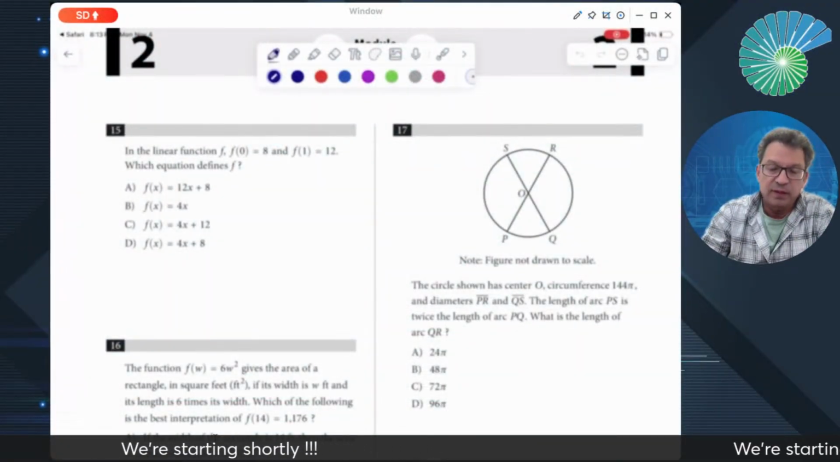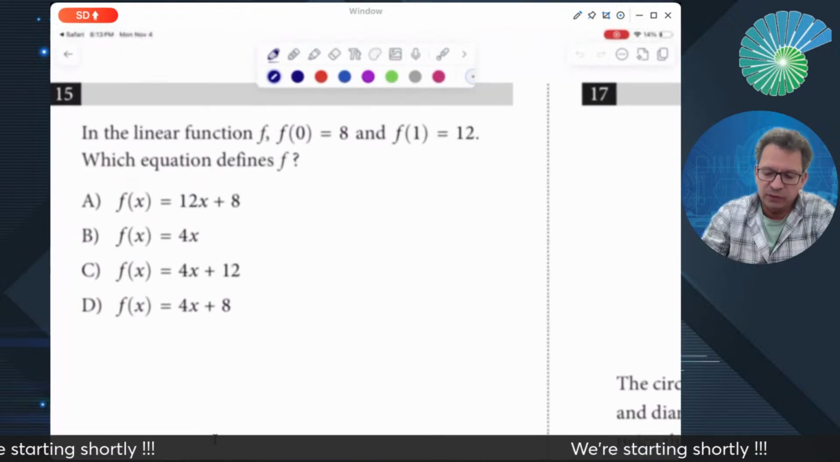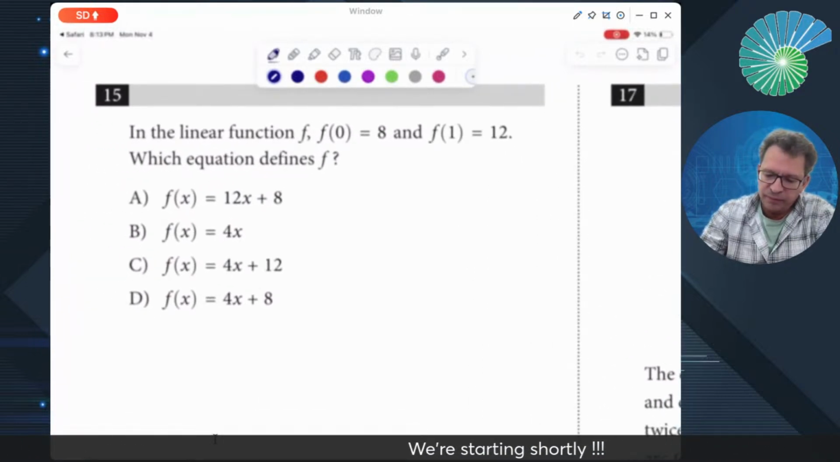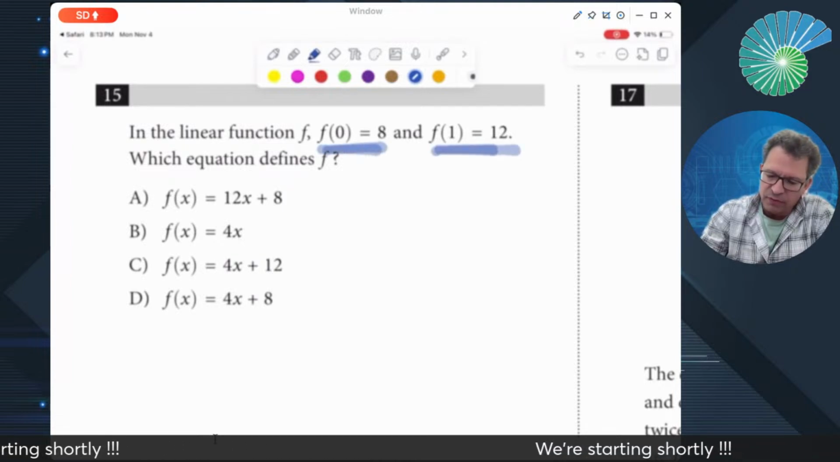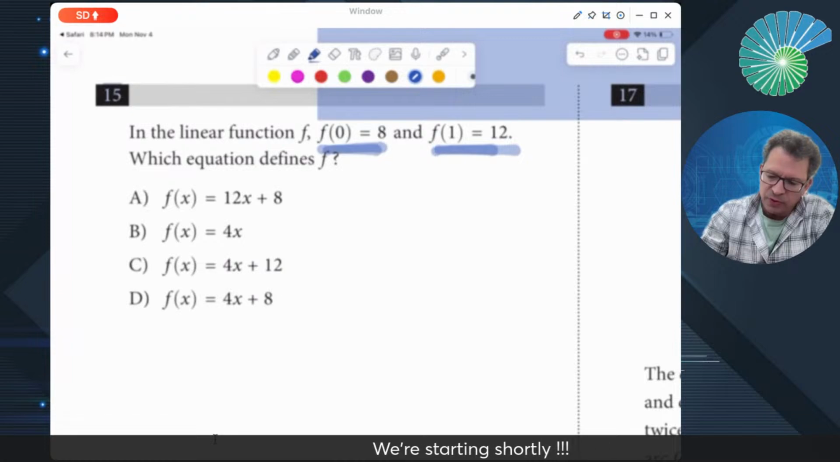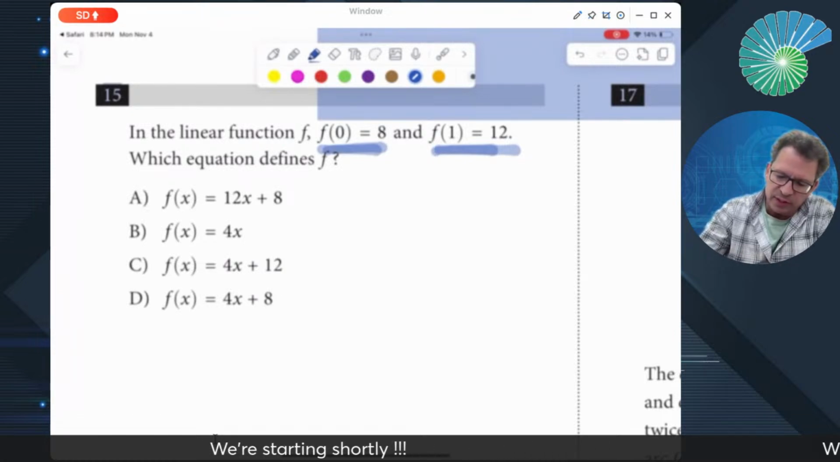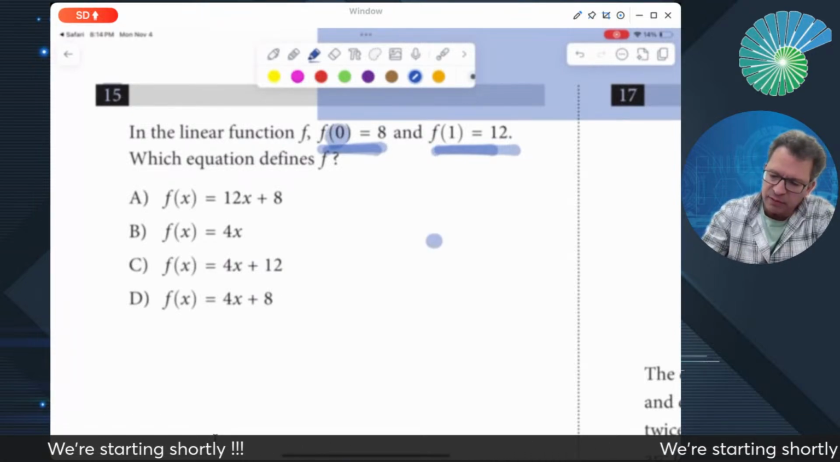In the meantime, we'll do question 15. It should show up on the screen in about a second or two. So let's take a look. Question 15. They give us two values of a function corresponding to two different x values.